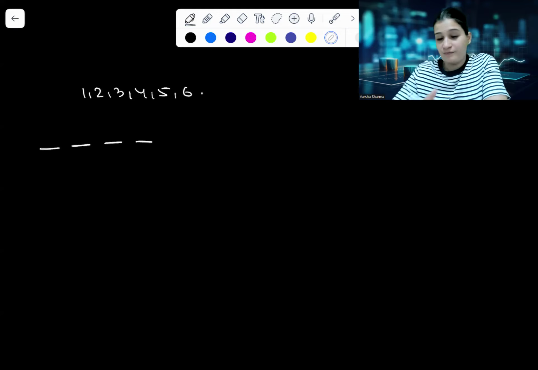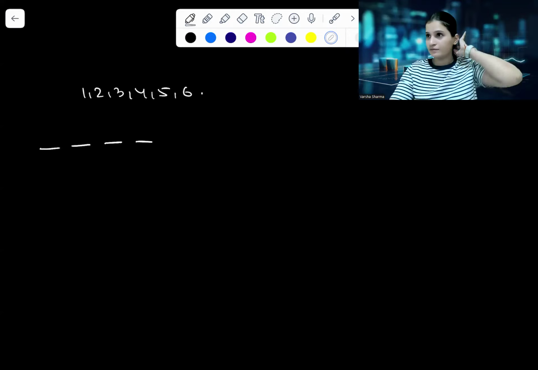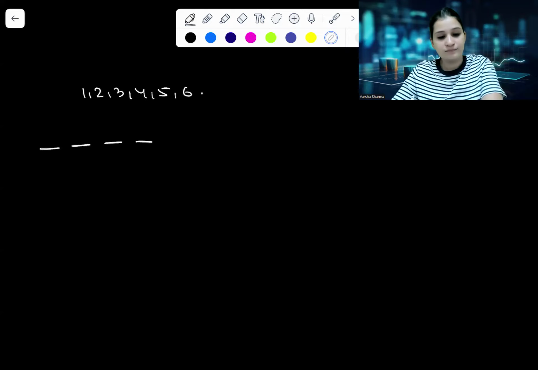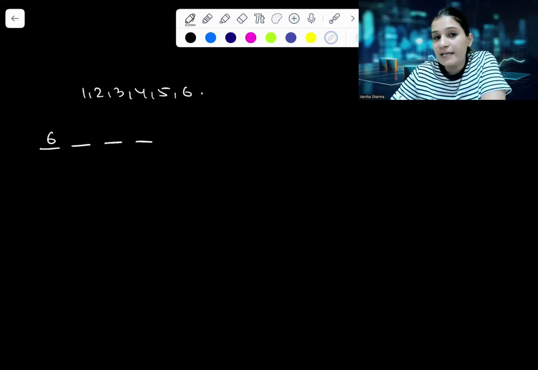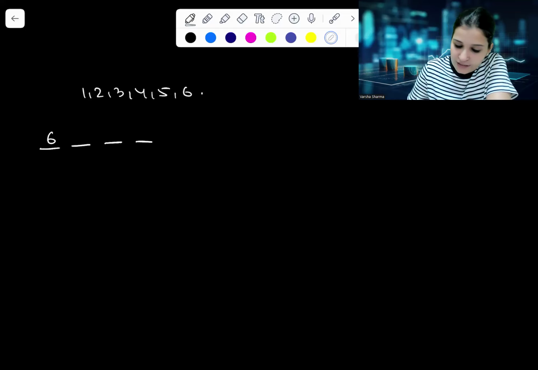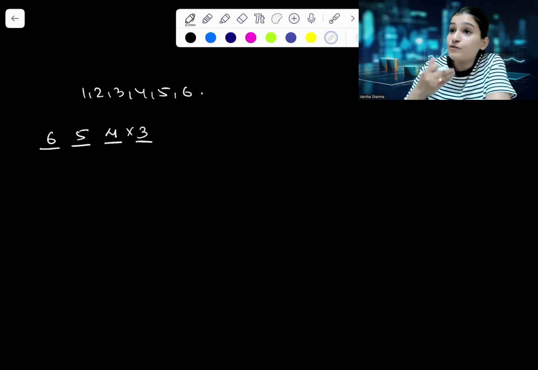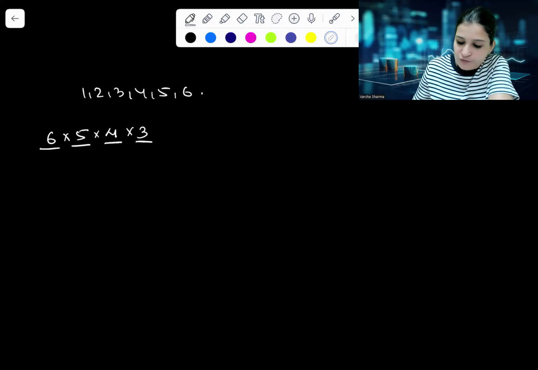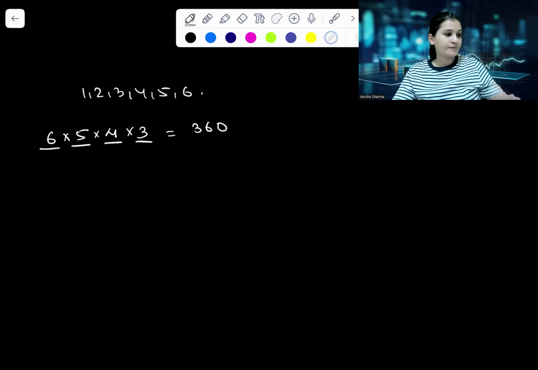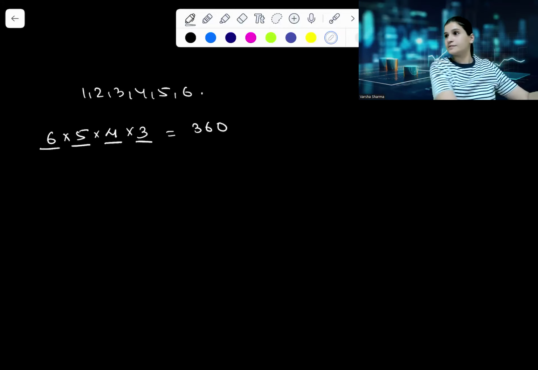360 ways. Tell me in multiplication. The first digit can be filled in 6 ways. Very good. Since there are a total of 6, the first place can be filled in 6 ways. Any one of the digits can sit. So one of them is already sitting here. What will be the second place option? 5 ways. The third, 4 ways, and the last, 3 ways. Since I need to fill each one of the places to make a 4-digit number, it will be 6 into 5 into 4 into 3. That's 360.